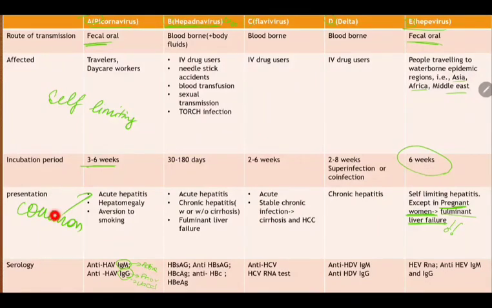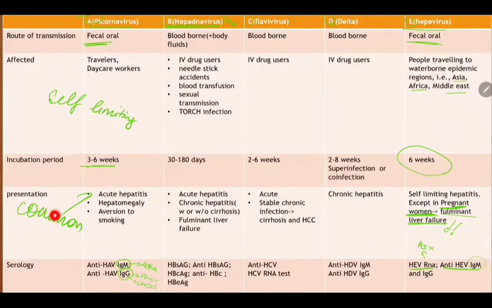We will look for serology: if in the asymptomatic phase, HEV RNA on the serology. Otherwise, when there's a proper infection going on, an active infection, IgM, and later IgG.